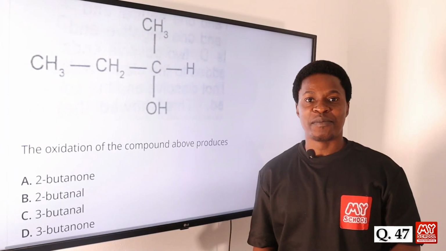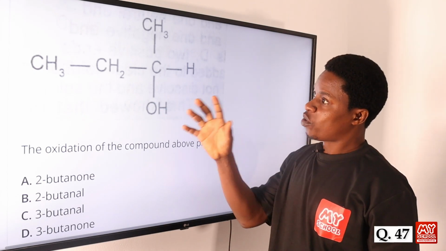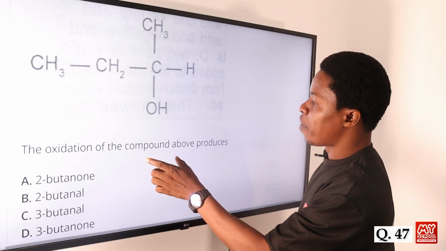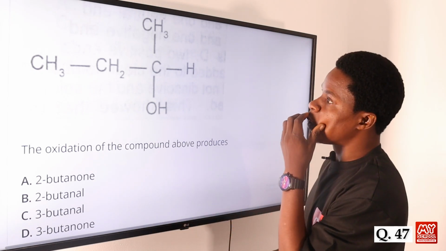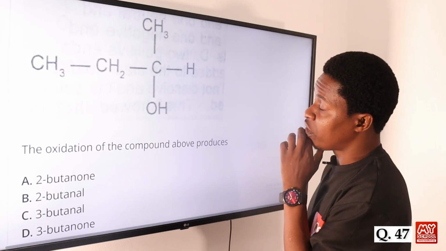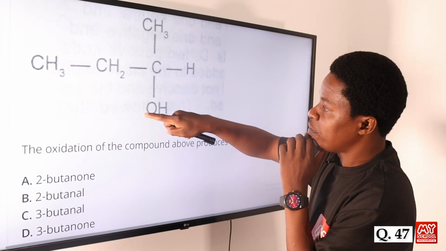Now let's move on to question number 47. We have a structure here. This is the structural formula, and the question says the oxidation of the compound above produces what? First, we must identify what this compound is before we can answer that question. This is a carbon atom. We have an OH group here.